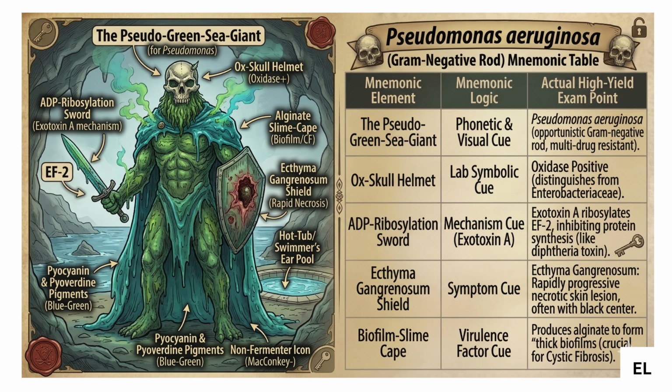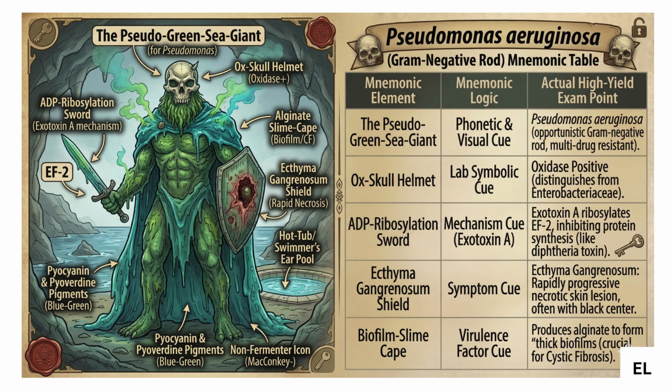Now look at the giant's helmet. It is labeled ox skull helmet. This represents an important laboratory characteristic. Pseudomonas is oxidase positive. This helps differentiate it from many other gram-negative bacteria, especially Enterobacteriaceae, which are oxidase negative. So remember, oxidase positive implies think Pseudomonas.